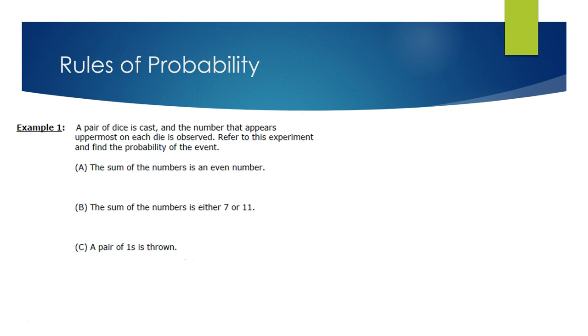Refer to this experiment and find the probability of each one of these events. So you're looking for the probability that the sum of the numbers is an even number, the sum of the numbers is either 7 or 11, and the probability that a pair of ones is thrown. So take a moment, think about how you would calculate these probabilities, and then we will go over it.